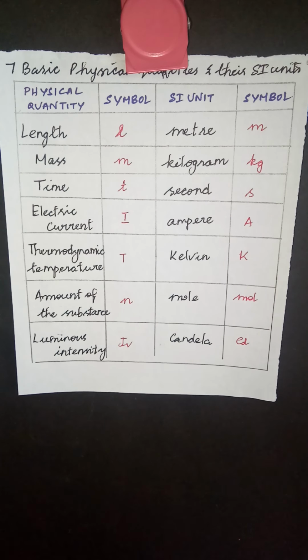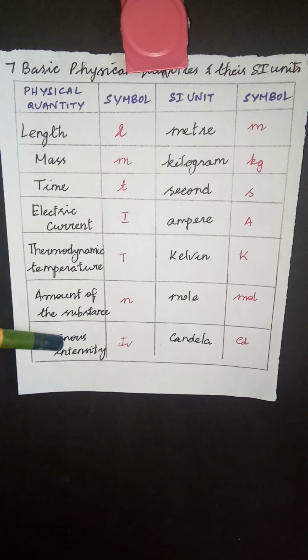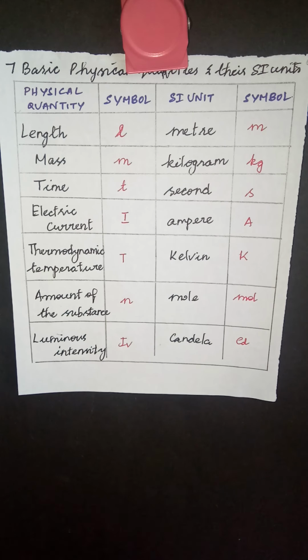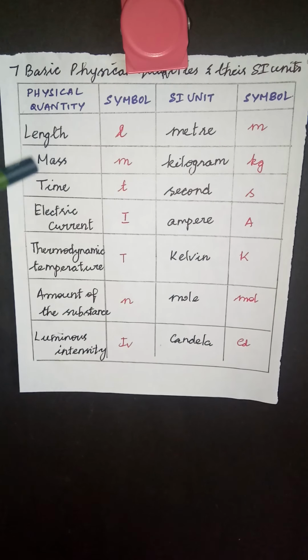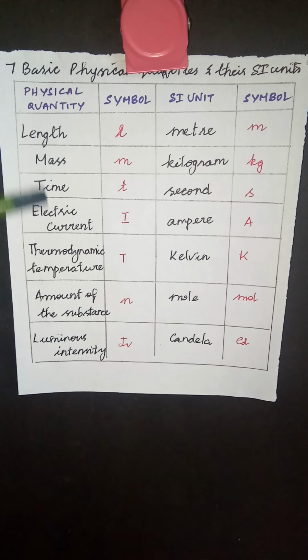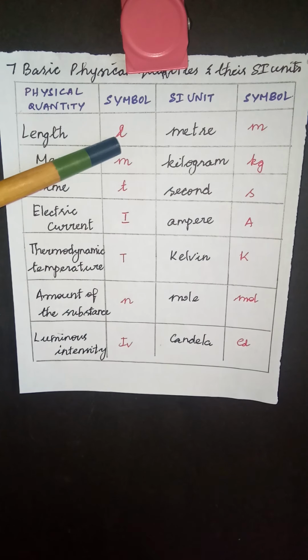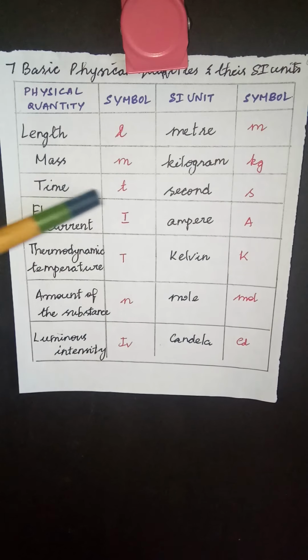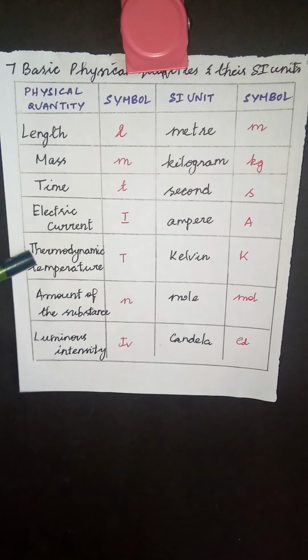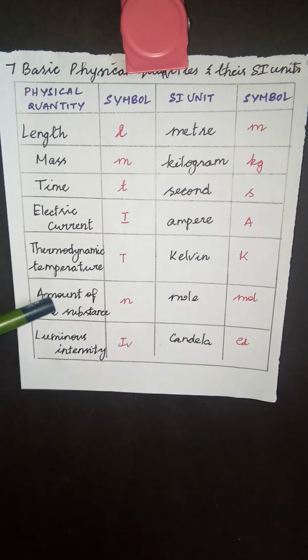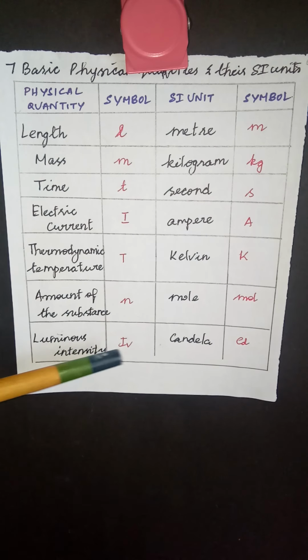Now the question is, don't we have any other physical quantity? Yes, we do have, but the other physical quantities are derived from these base physical quantities, and they are called derived physical quantities. But the base physical quantities suggested by the International System of Units are these 7. Length has a symbol of L, mass M, time T, electric current I, thermodynamic temperature T, amount of the substance N, luminous intensity IV.